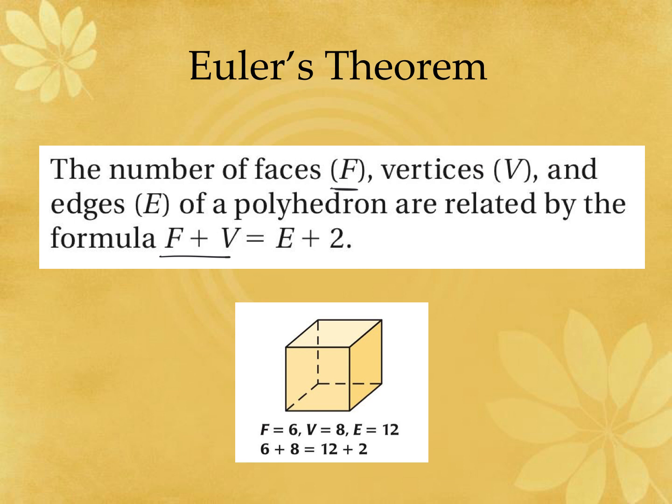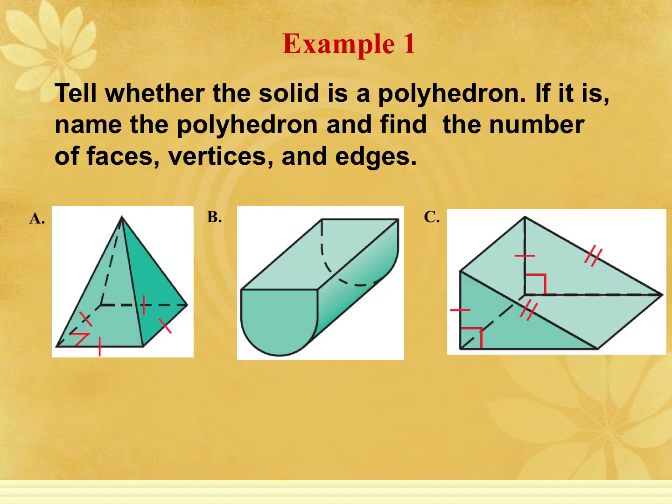So in this particular problem, let's say we don't know how many edges there are. Well, we know that there's 6 faces and vertices, if I count them, right, there's 8 of them. So 6 plus 8 equals E plus 2. 14 equals E plus 2. So I know that there's 12 edges on this thing. But again, it's just a relational thing. We don't really do much with it at our level, but that's what the formula is, or the theorem.